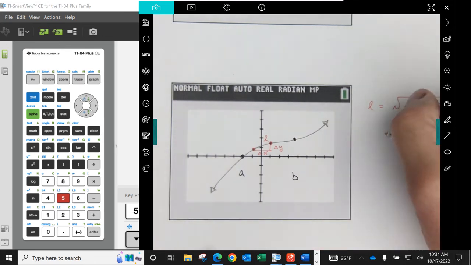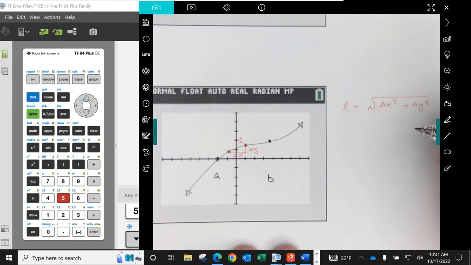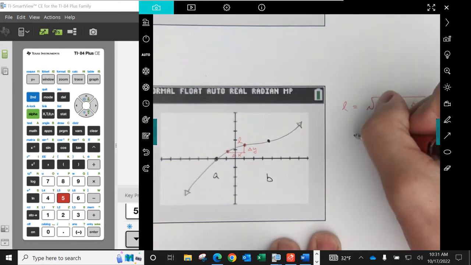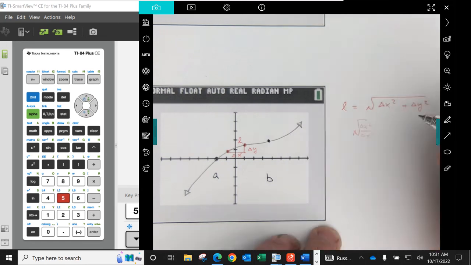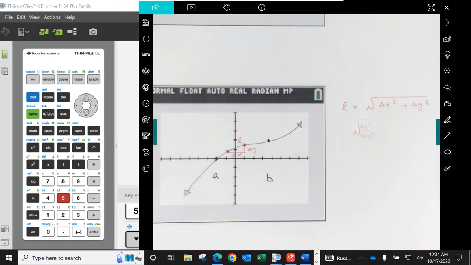And I'm going to introduce something for L so I can modify this a little bit, and that'll be the square root of the change in x squared over the change in x squared. So that's just 1.